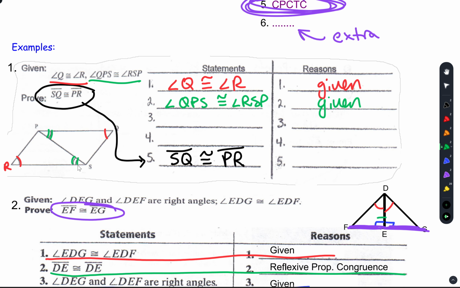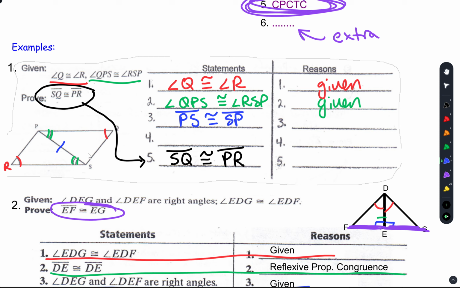Then I'm looking for that third thing. What's the third thing? Greta. PS is congruent to SP.